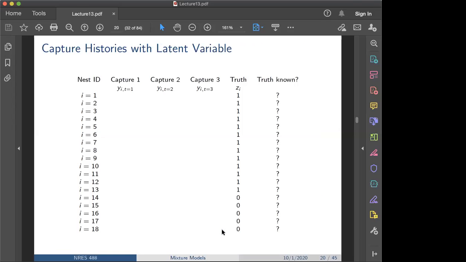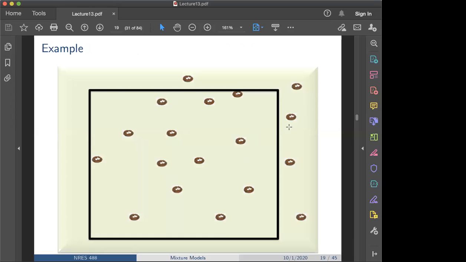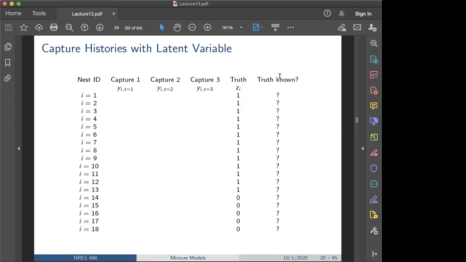We have 18 nests that are truly out here. So if we count all these, 1, 2, 3, 4, 5, 6, 7, 8, 9, 10, 11, 12, 13, 14, 15, 16, 17, 18 nests. We're going to have 3 capture occasions. We'll have 3 different observers go out and try and find nests.